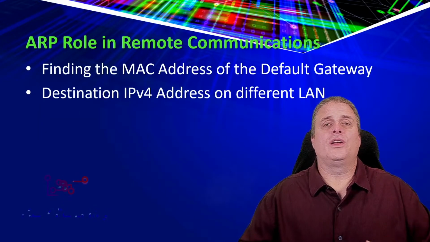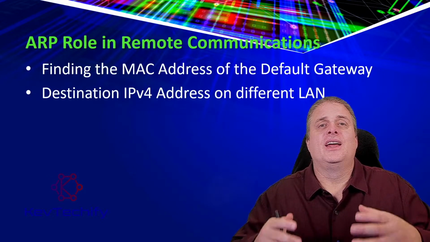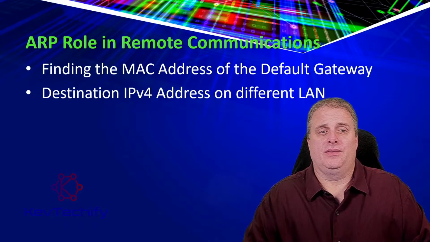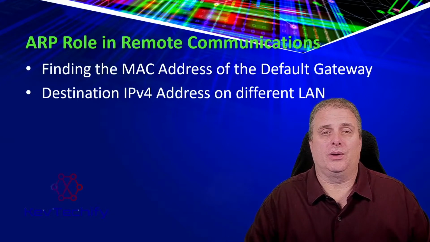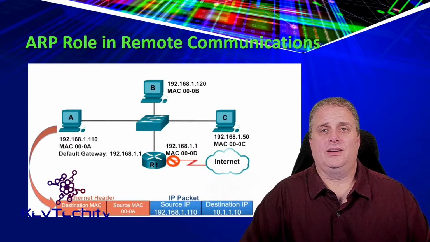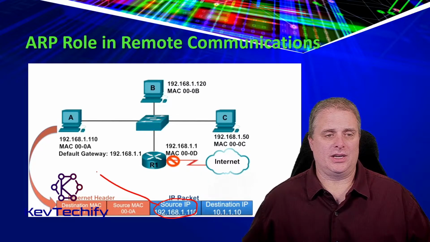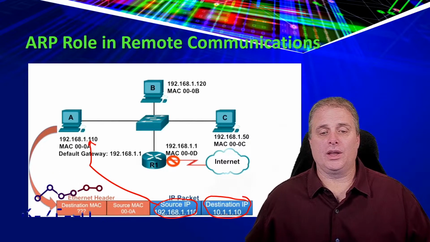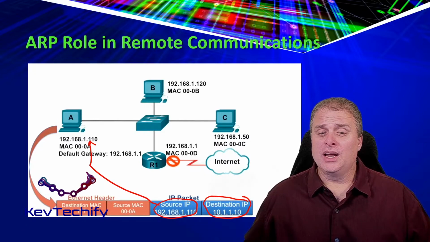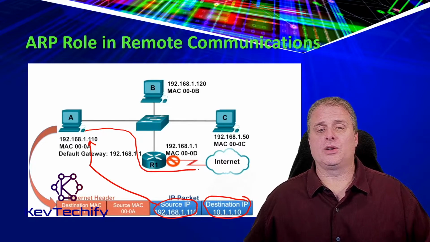Now we're going to look at what if the destination IP address is not on your network. So we need to find the MAC address of the default gateway because that destination IP version 4 address is on a different local area network. PCA has an IP packet. The source IP address is its own IP address, but the destination IP address is not local to it. If it was local, it would start off with 192.168.1, but it doesn't start that way. That means we need to go through the router and go out to the internet.